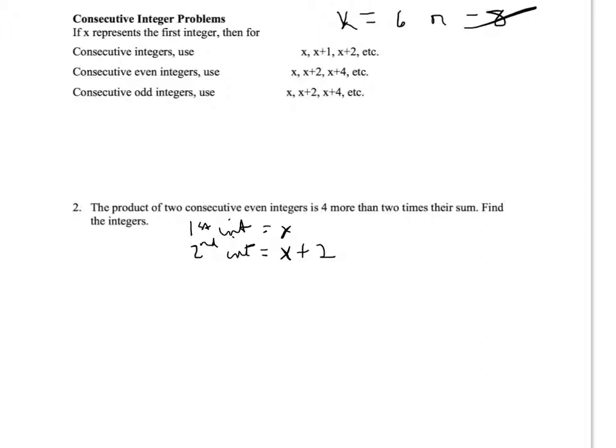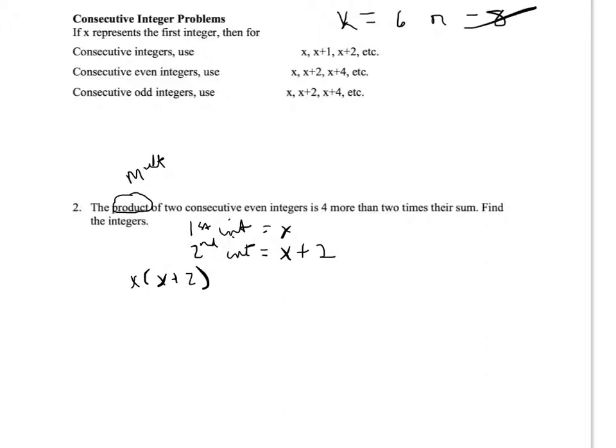So let's look at how to translate this into an equation now. Since we've identified the variable, we're ready to do that. And I noticed some keywords here. I see the word product. That means the answer I get when I multiply. So I'm going to be multiplying what? My two consecutive even integers. Well, that means I have to multiply x times x plus 2.